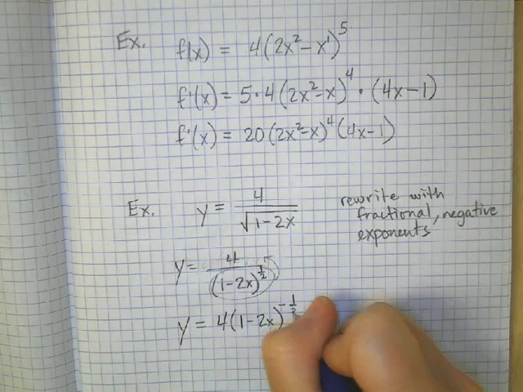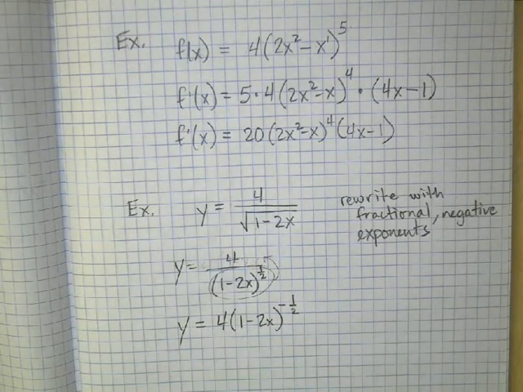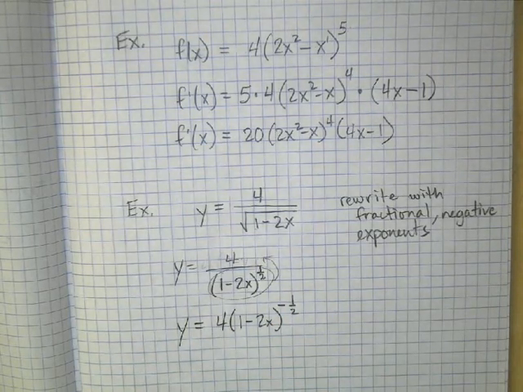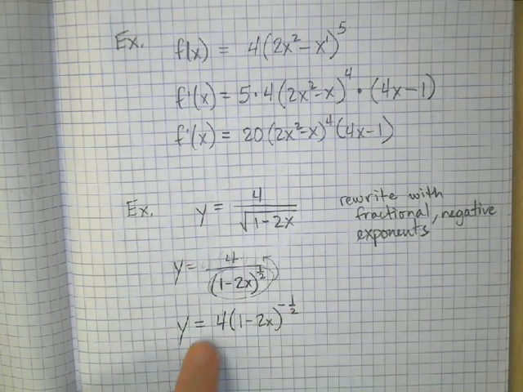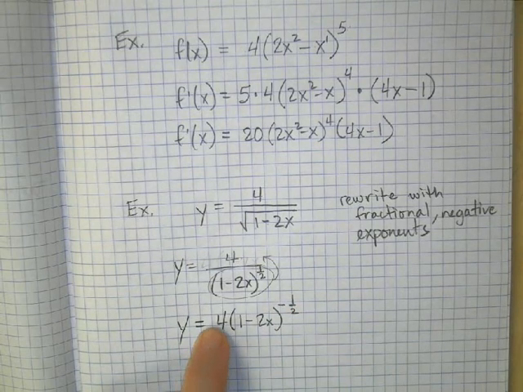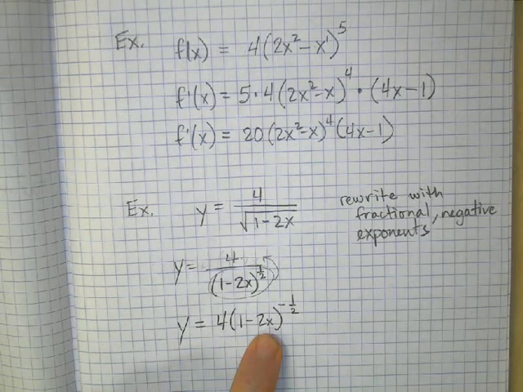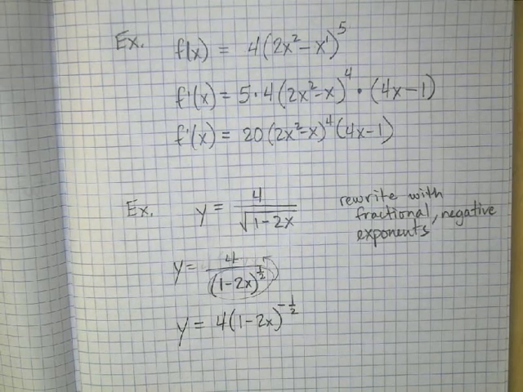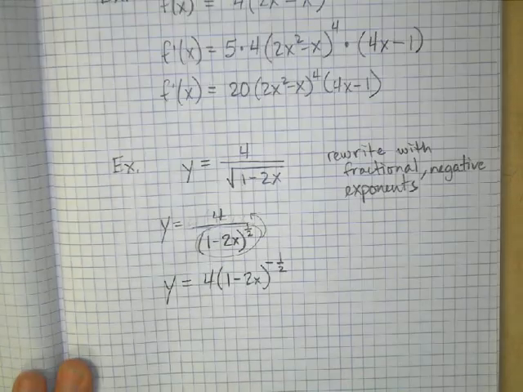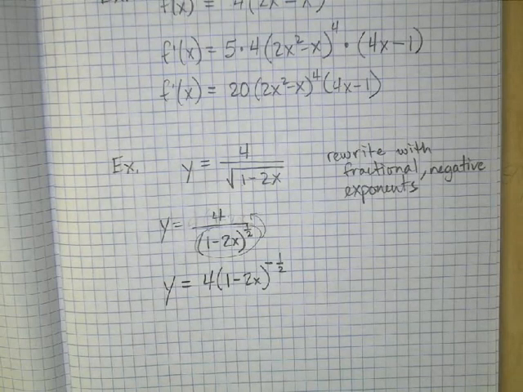Now, make sure you don't try and distribute that 4. I've seen people try and do this. Order of operations, exponents happens before multiplication. You cannot change this to 4 minus 8x and try and simplify your life. No, doesn't work. Cannot do that. Against the laws of the universe.